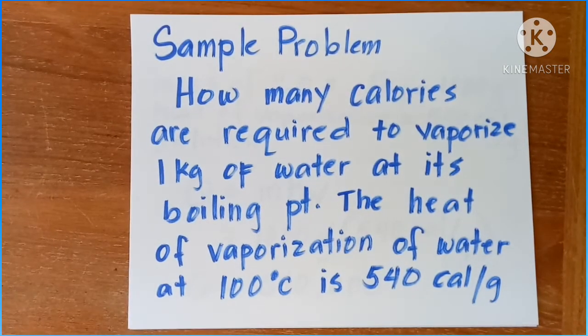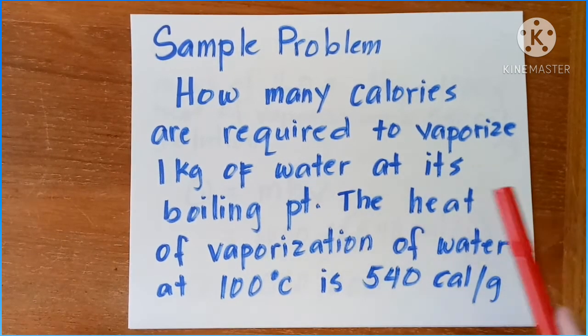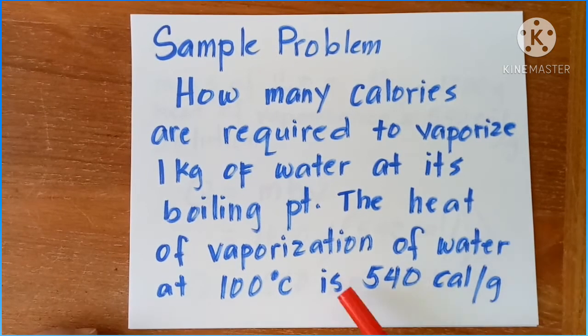The next, let's have another sample problem. How many calories are required to vaporize 1 kilogram of water at its boiling point? The heat of vaporization of water at 100 degrees Celsius is 540 calories per gram.